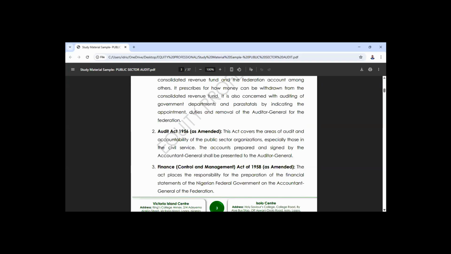Another legal and statutory framework of public sector audit is called the Audit Ordinance Act of 1956. In this Act, it talks about, if you want to do an audit in the public sector, what are the areas you need to audit? How does the auditor prepare the audited financial statements? What is the responsibility of the auditor? What is the timeline for the auditor to prepare the financial statement and submit it to the Public Account Committee? All these have been stated in the Audit Ordinance Act of 1956.